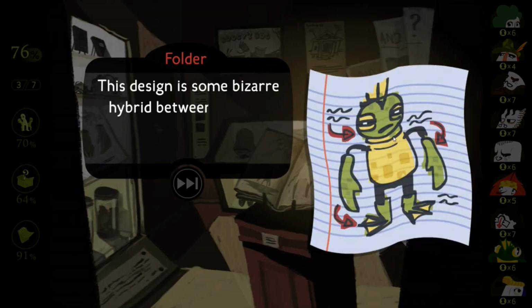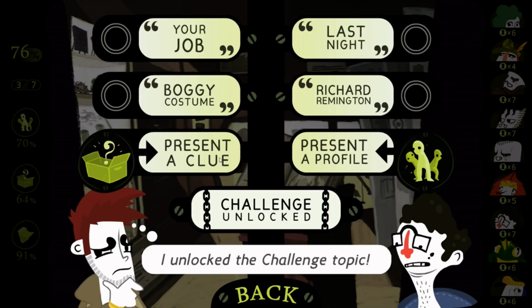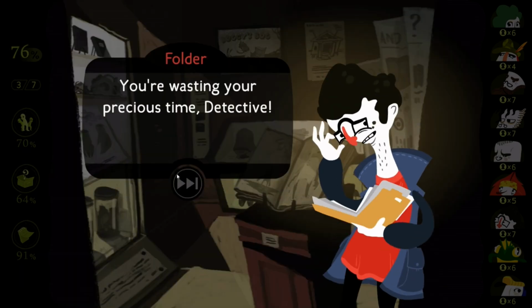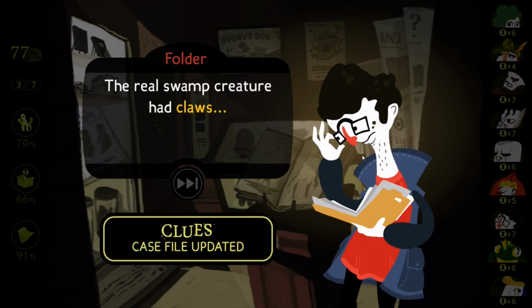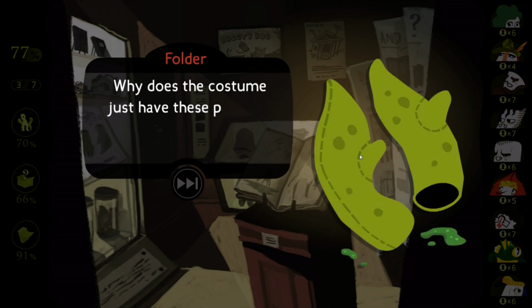Well, this design is some bizarre hybrid between the real creature and the cartoon character. The real swamp creature had claws, 3 on each hand to be precise. Why does the costume just have these pathetic fins instead?